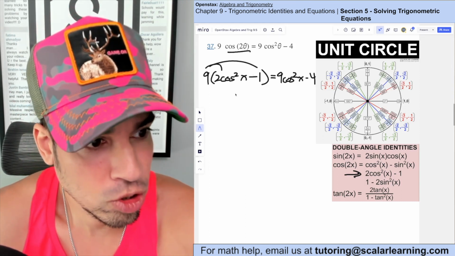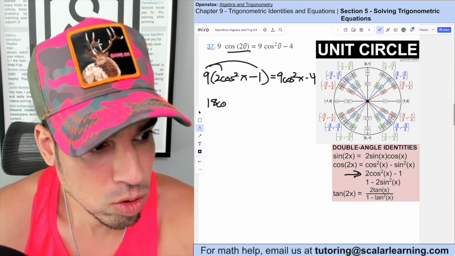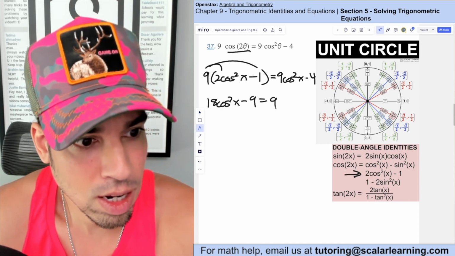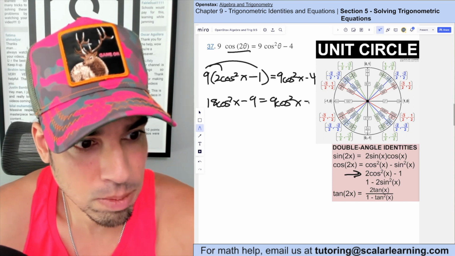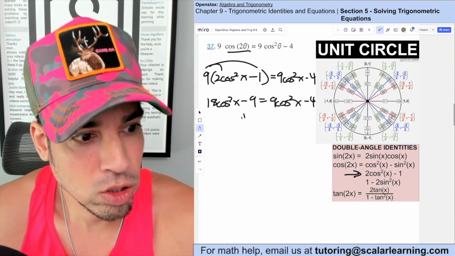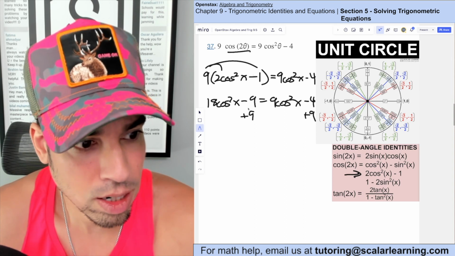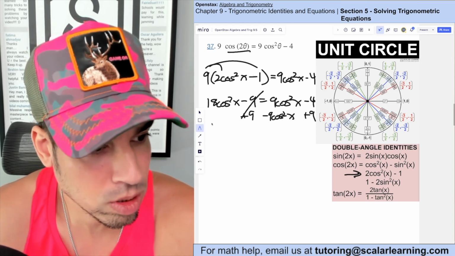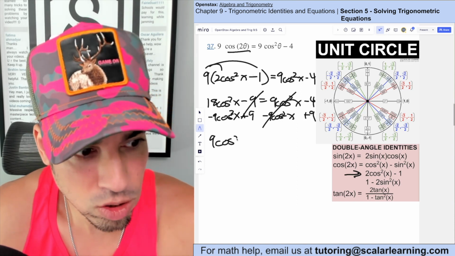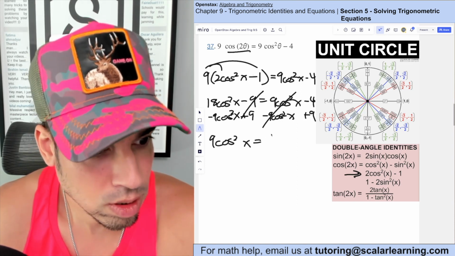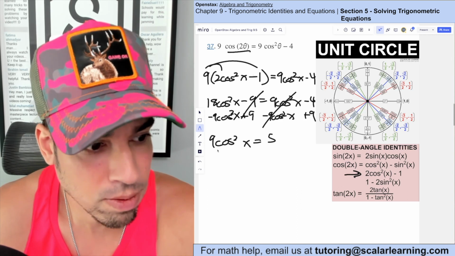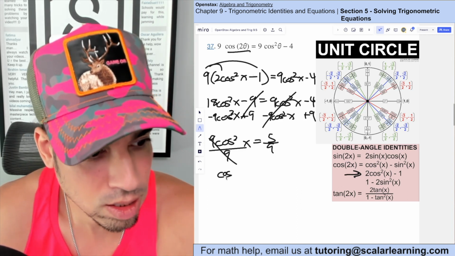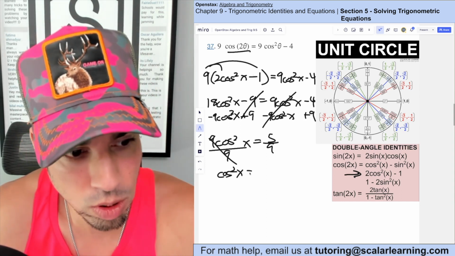Next, we're going to distribute, and then I got 18 cosine squared x minus 9 equals 9 cosine squared x minus 4. Now I'm going to add 9 to both sides while simultaneously subtracting 9 cosine squared x from both sides. That's going to give me 9 cosine squared x equals 9 minus 4, which is 5. And then last but not least, we're going to divide both sides by 9. And now we got cosine nicely isolated. Granted, it's cosine squared, but still.